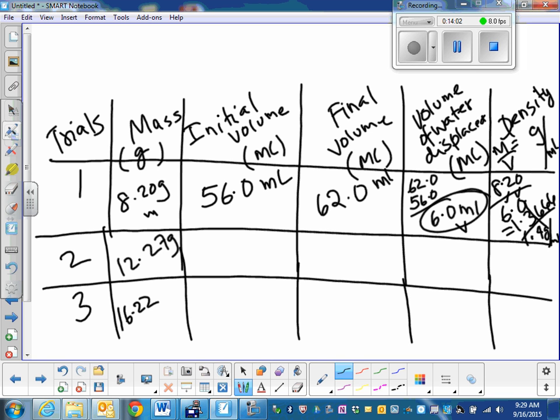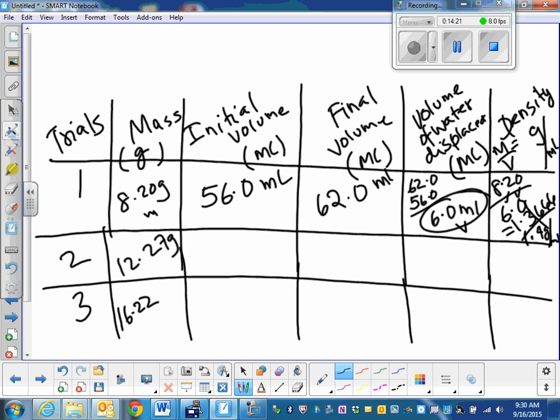So if I see you calculate density and not report the final density looking at sig figs, when you multiply and divide, or when you subtract, I'm going to take points off in your lab test. Is that clear?